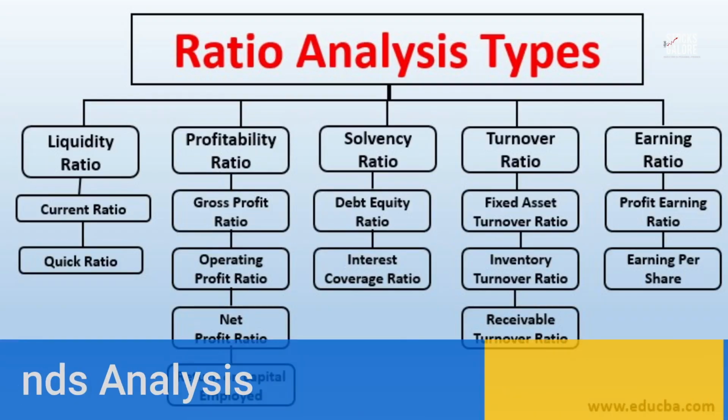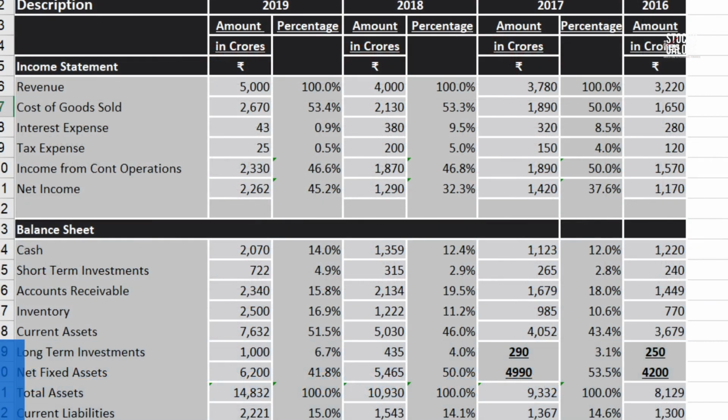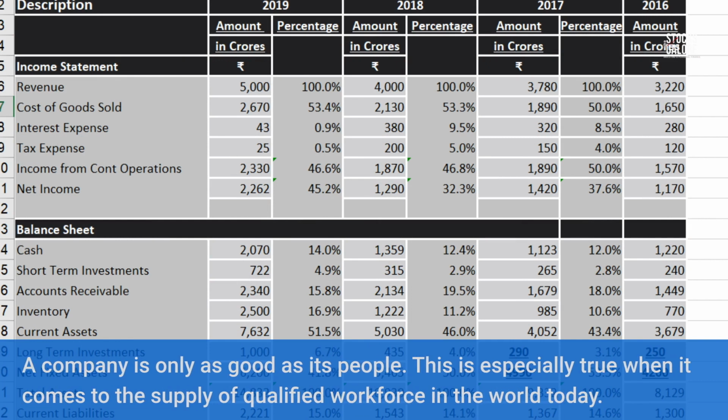2. Ratios and trends analysis. A company is only as good as its people. This is especially true when it comes to the supply of qualified workforce in the world today. Employers are constantly facing the issue of how to attract and retain talent. One solution would be to focus on company culture and allow for flexible work hours, telecommuting, free food, and other perks.